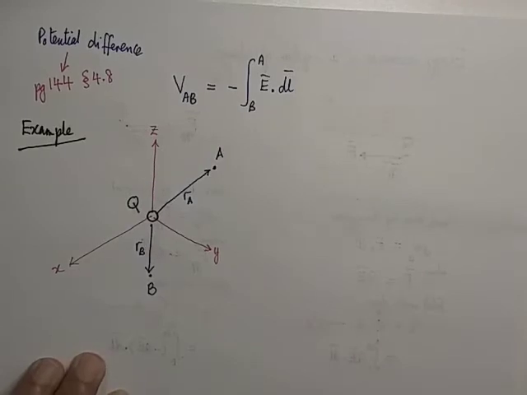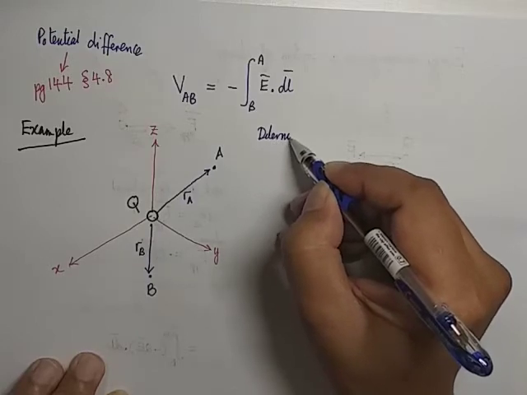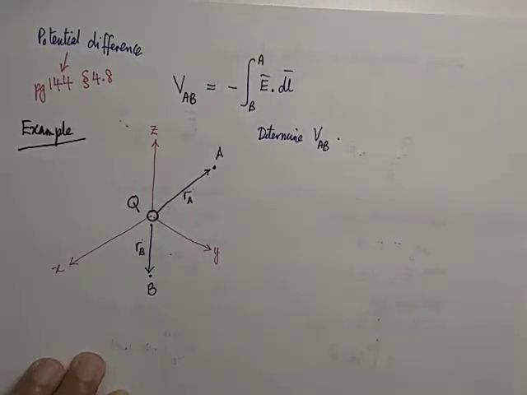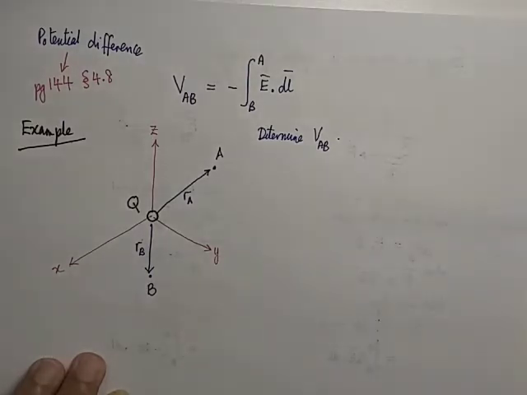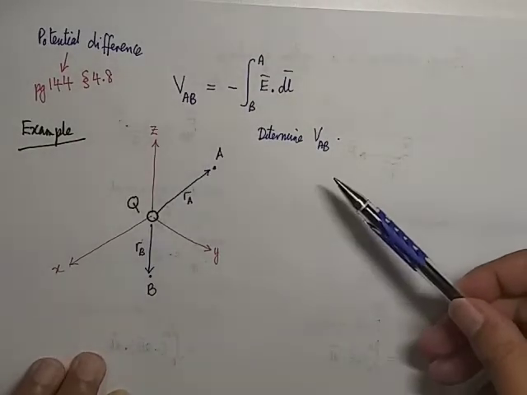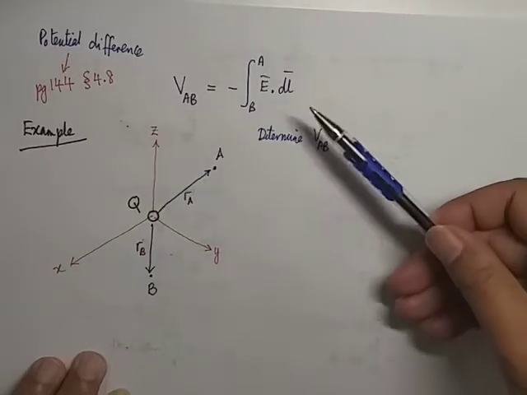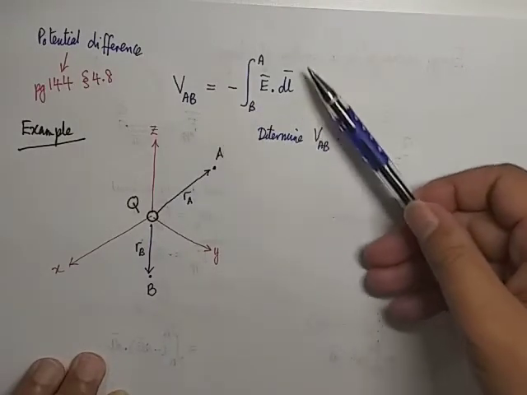So what should be the question? The question says, determine VAB. Meaning the question wants us to calculate the potential difference between point A and point B. That is what we want to do here. And we know that the way to find potential difference is based on the equation that we just defined. So we know that VAB can be calculated by using the above equation.